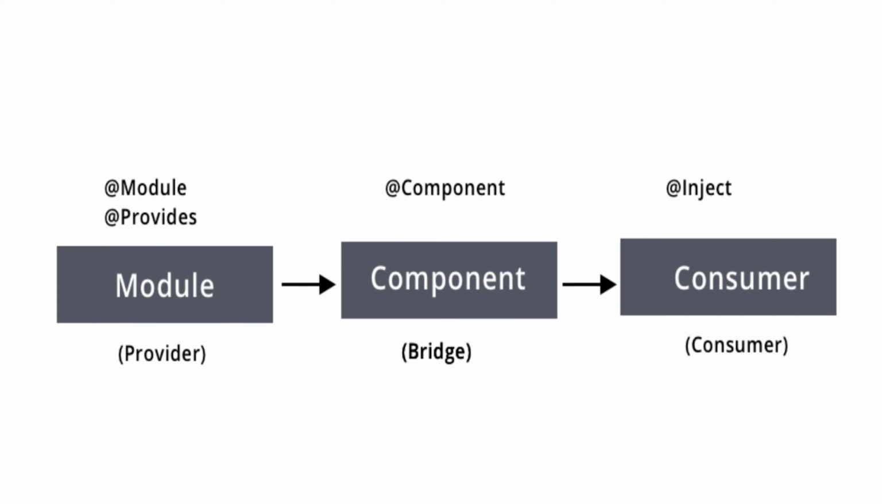The main three ideas in here: first, module; second, component; and third, the consumer. A module contains the @Module annotation and @Provides annotation. That's called a provider. The second one, component, with the @Component annotation, is called a bridge. And another one, the @Inject annotation, is called the consumer.